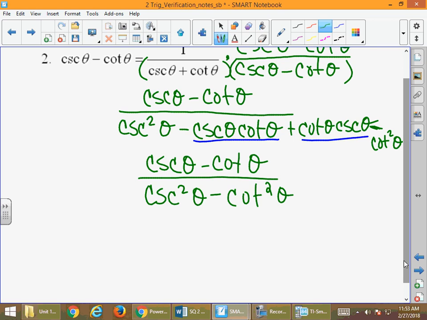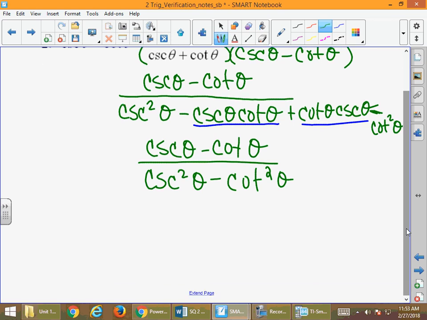So we're here, and what I'm looking for now, because we do have squares in the problem, is whether we might be able to use a Pythagorean identity. If we look back at our yellow paper, do we have any identity that talks about what cosecant squared theta minus cotangent squared theta equals? Looking on our paper, cosecant squared theta minus cotangent squared theta actually equals 1.